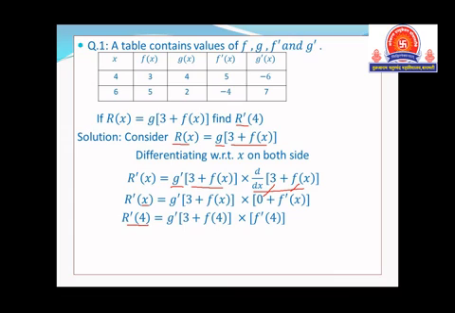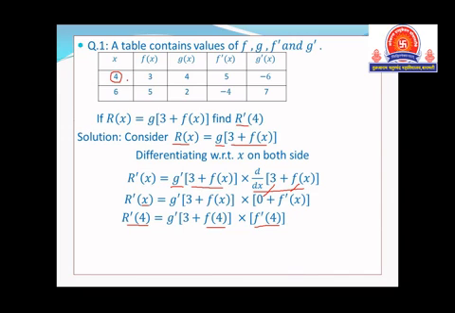See, to find r dash of 4, we want here g dash of 3 plus f of 4. Now how to find f of 4 and f dash of 4 from the given table? So at x equal to 4, see the table, the first column gives the values of x here, x equal to 4. And the second column contains values of f of x, third column g of x, fourth column f dash of x, and fifth column is g dash of x. So we want here f of 4 and f dash of 4 only.